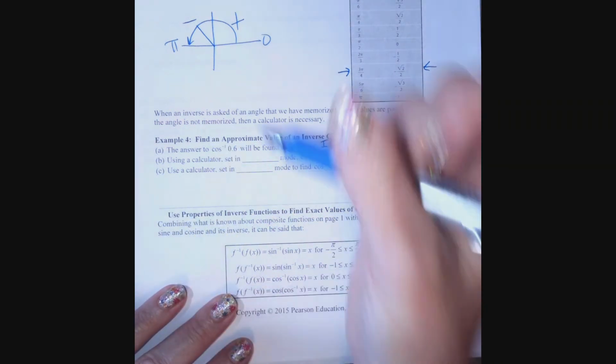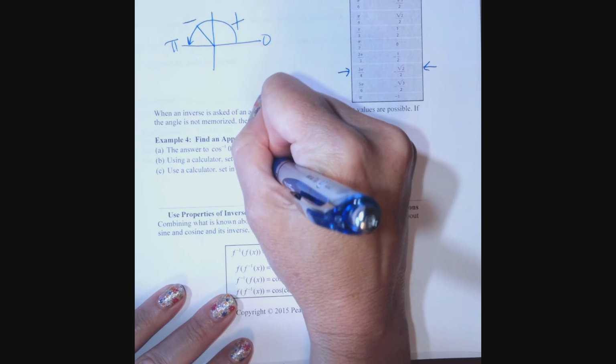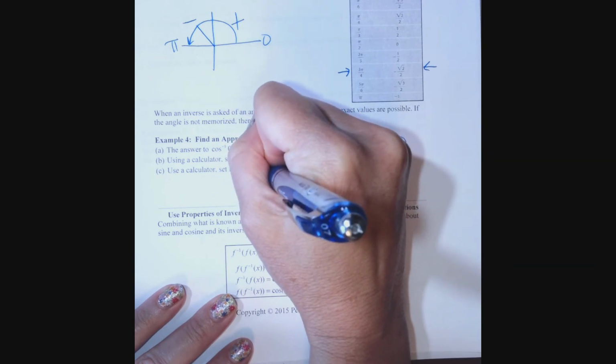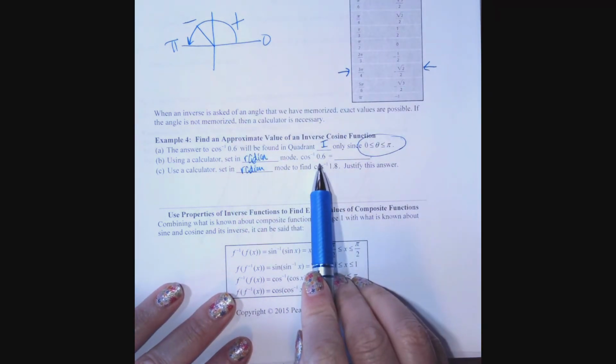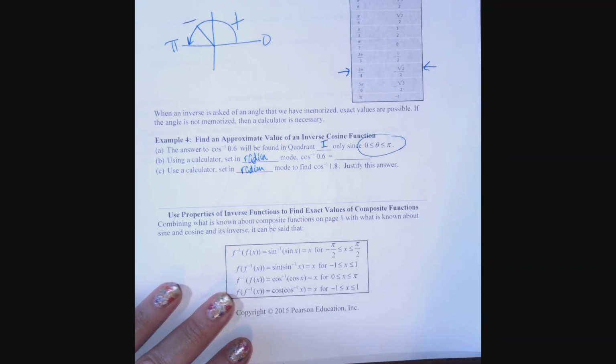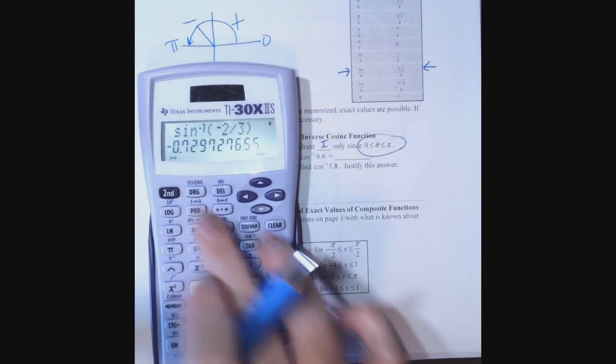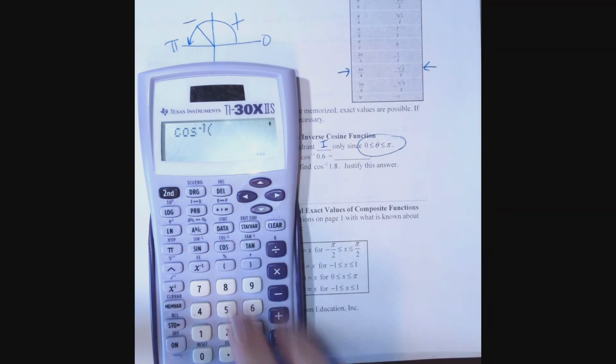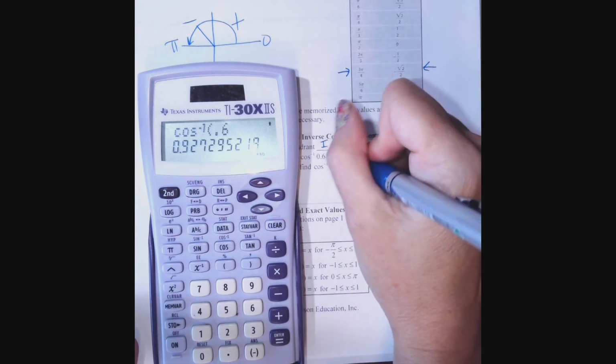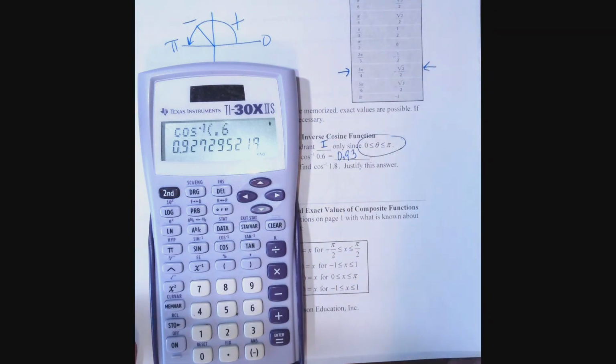Using a calculator set in radian mode, we're going to use radian mode for both of these. Cosine inverse of 0.6, you're going to find that on your calculator just like we did sine inverse last time. We're going to do second function cosine to get cosine inverse of 0.6. It's positive. We get an angle, we're going to round to 2 decimal places again. My radian value for that angle is 0.93.